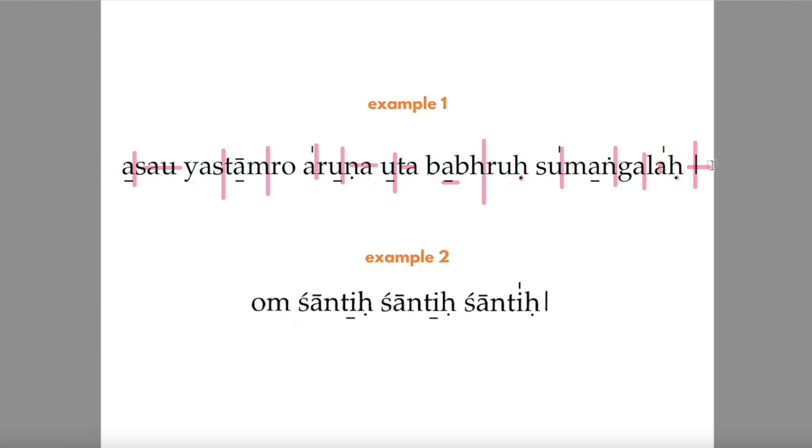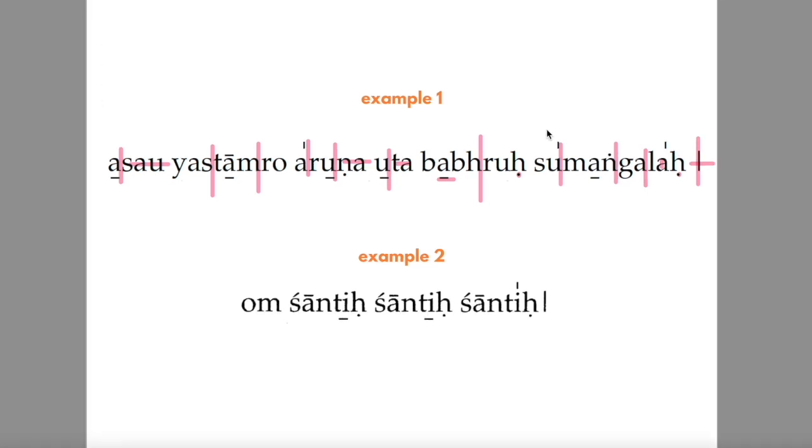Let's try this line actually with Tanpura. Our starting point will always be the middle sound. And to practice this, place your lips together. It will be the last part of the Omkaram. It should just match the scale perfectly. And then we can try and practice this line. So yes, tam ro ru na u ta babrus sumangalaha.